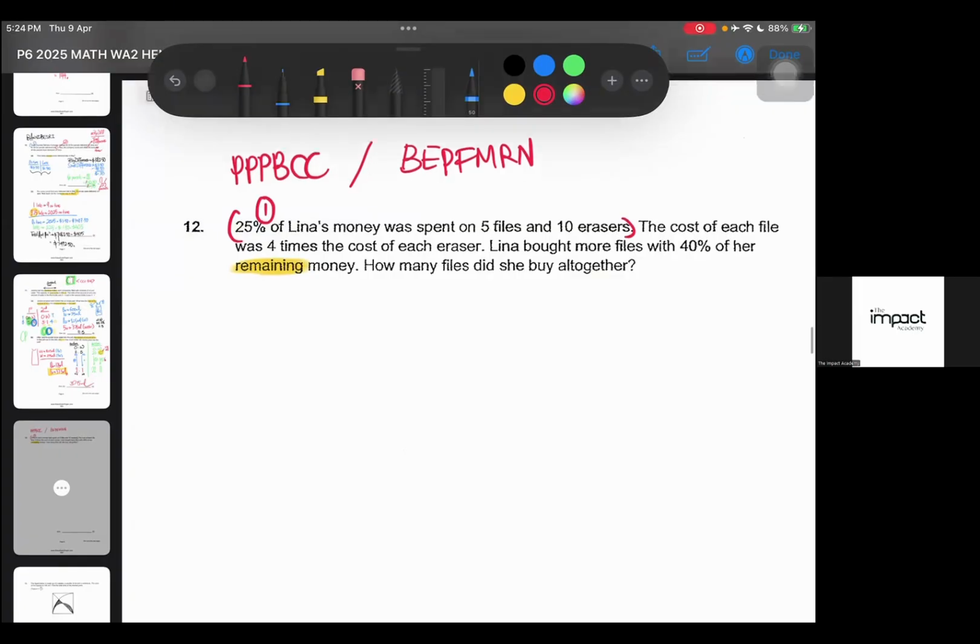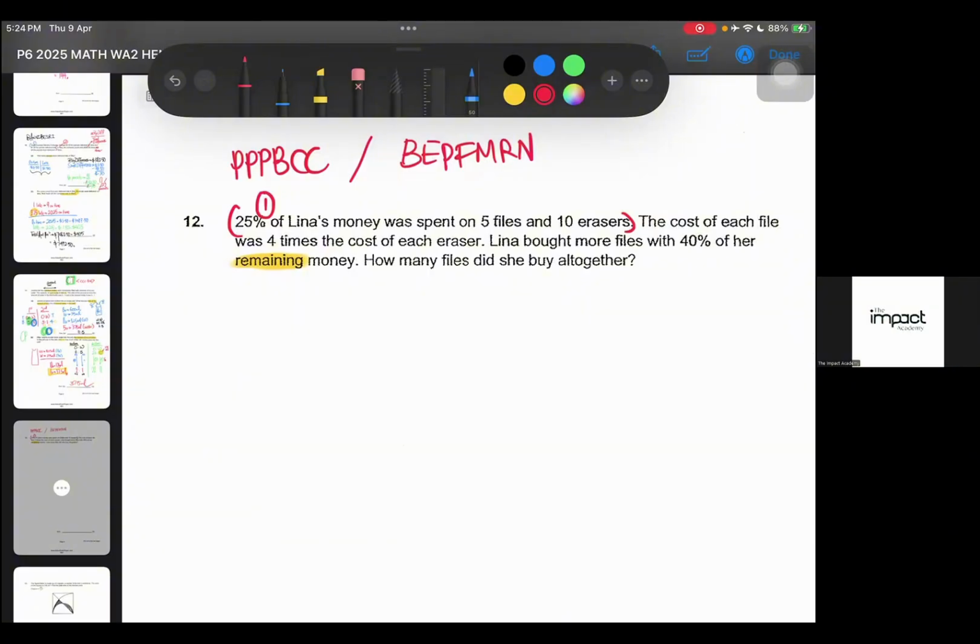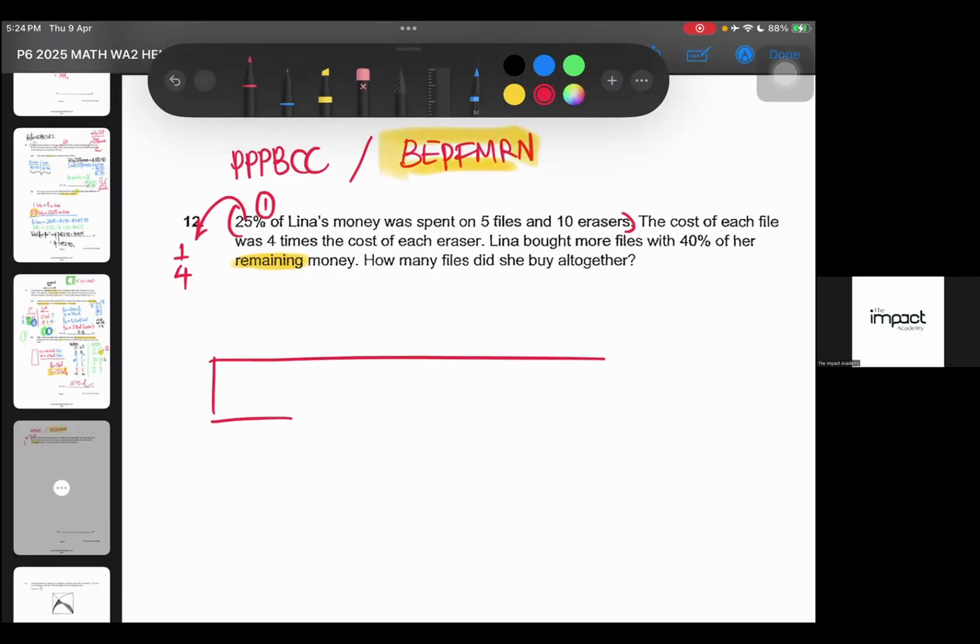Okay. Now, what did they do? What did the question say? The question says 25% of Lena's money was spent. So 25% we know is 1/4, right? So if we were to convert that to a fraction, it's way easier so that we are able to draw a model. We split it down into how many parts? 4 parts. We shade 1 unit. We're going to say that this is for 5 files plus 10 erasers.